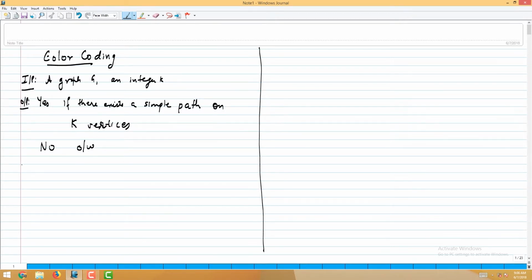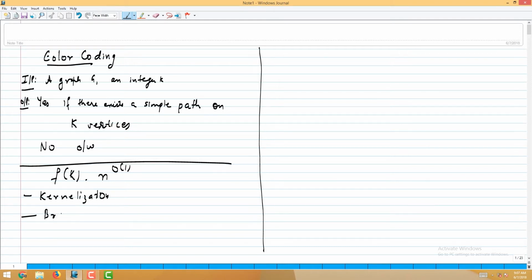So let us try to see. We have till now seen three techniques to prove that certain problems are FPT. That means they admit algorithms which have running time of the form: some function of k, any function of k, I don't care, times some polynomial in n. n is the number of vertices in the graph. So far we had seen kernelization to design such algorithms, we had seen branching, and yesterday we saw iterative compression.